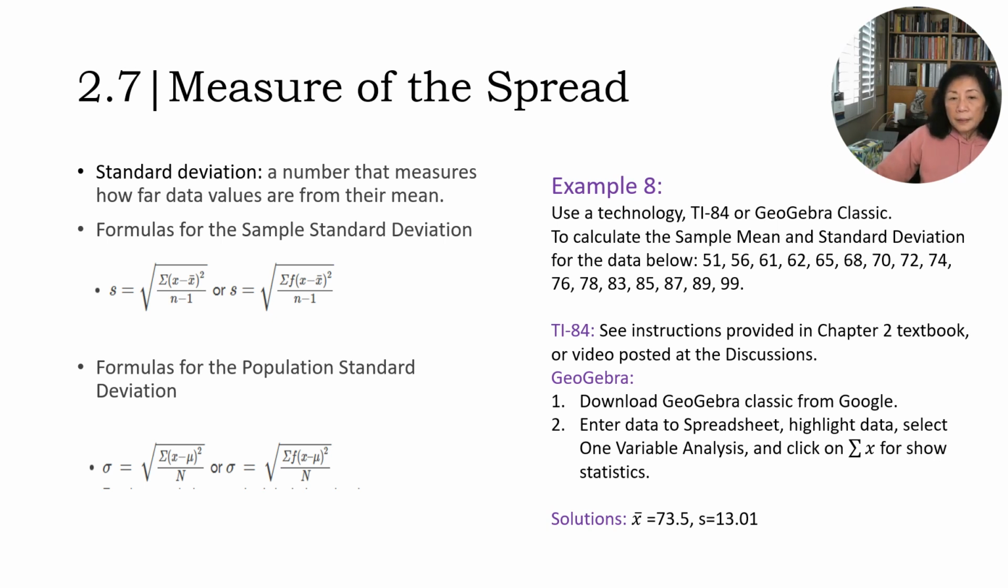And for GeoGebra, number 1, download GeoGebra Classic from Google. Number 2, enter data into the spreadsheet. The good thing is, if you have a large data set, you can just highlight the data and select one variable analysis. Then click on the sum of x symbol, which will show us all the statistics. Okay, and for the solution, we should get x bar equals 73.5 and sample standard deviation equals 13.01.